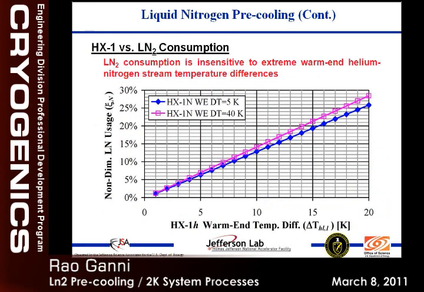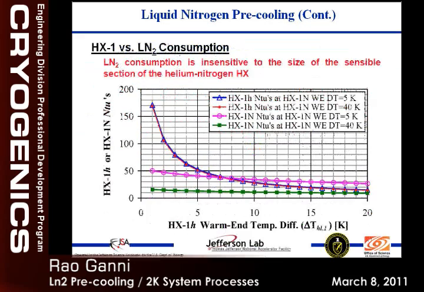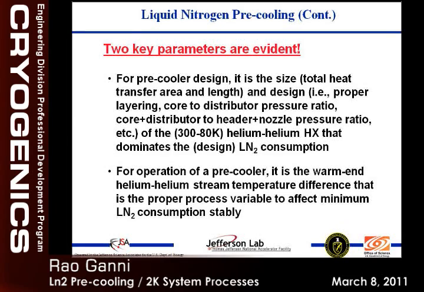If you look at it the other way, this is the helium-helium heat exchanger delta T, and this is the amount of usage of nitrogen. This is the helium-nitrogen delta T, whether it's 5 Kelvin or 40 Kelvin helium to nitrogen. The influence from the nitrogen heat exchanger is a lot smaller compared to the helium-helium heat exchanger. So basically the helium-helium heat exchanger has the strongest influence on the amount of nitrogen compared to the other one. This is the same thing on a different axis.